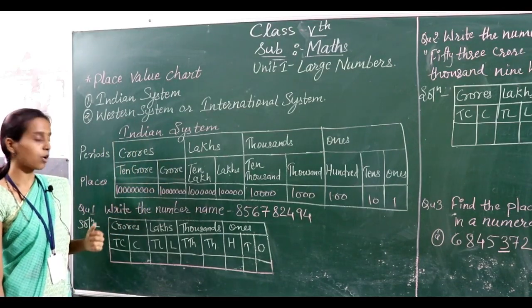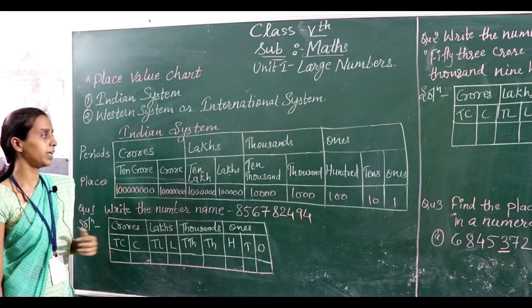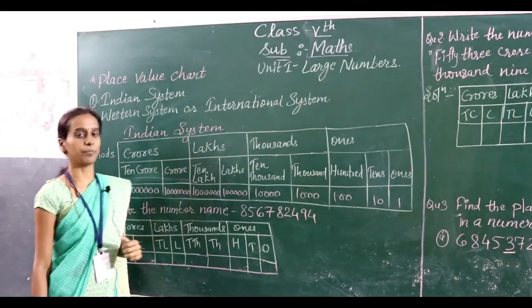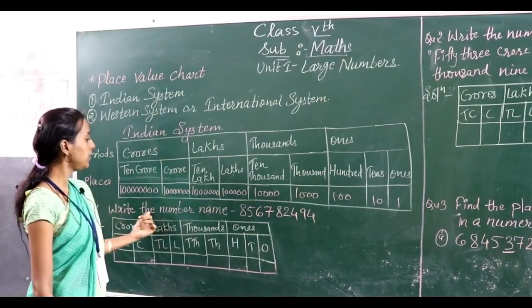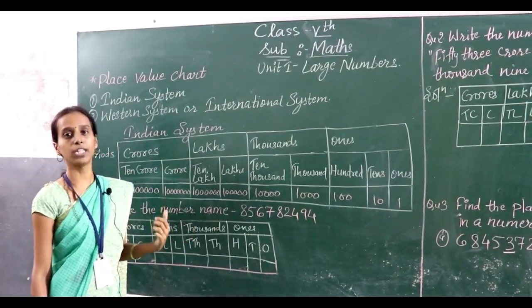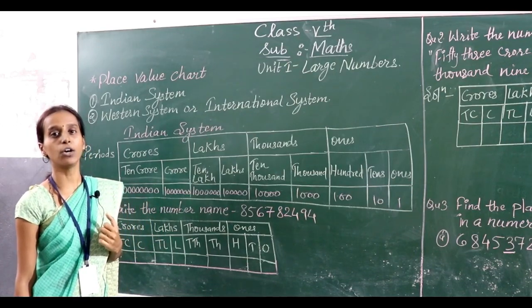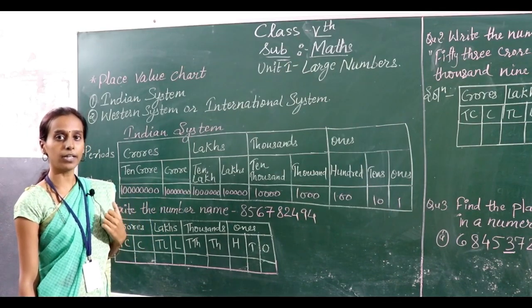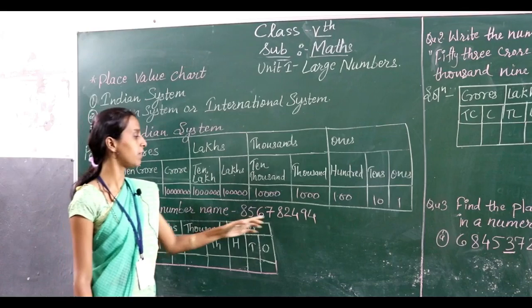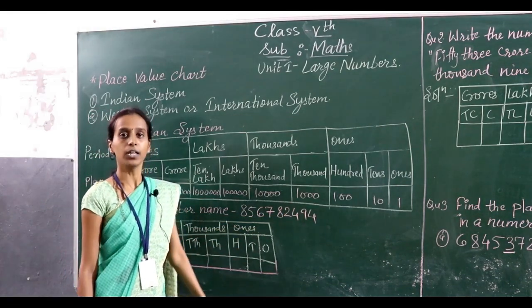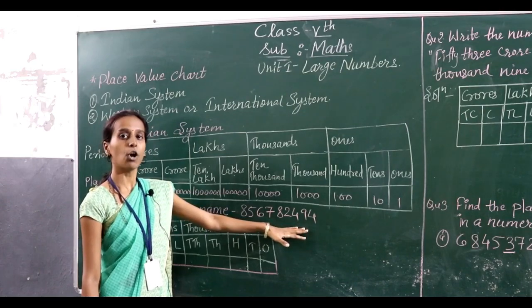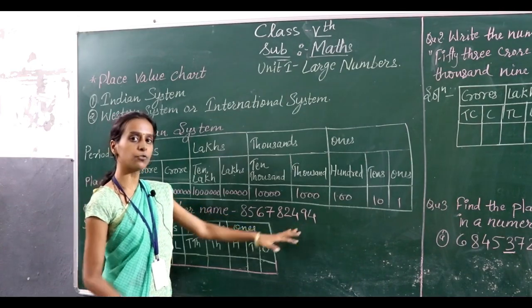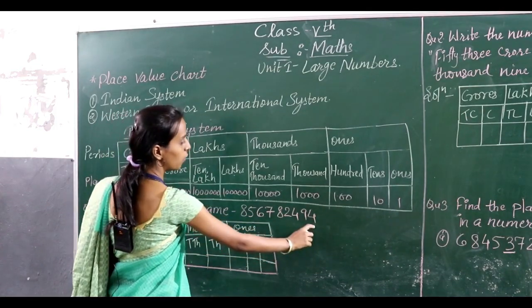Now we will try to solve different types of questions based on this Indian system. The first type of question which we get is to write the number name. You are given one number and you have to write it in words, or in the number name form. This is the number which we have been given. When we write this in the Indian system, we always start putting the digits from the right hand side.